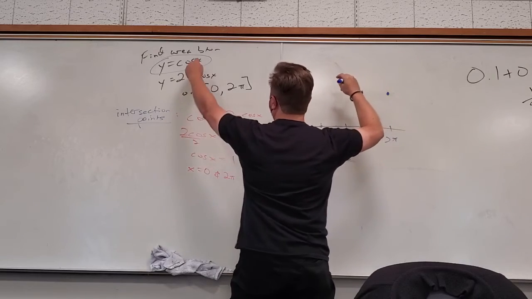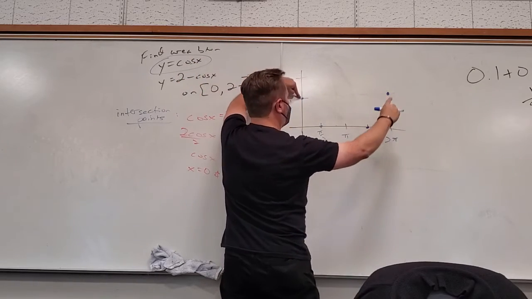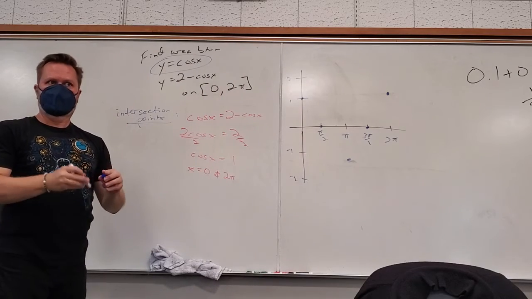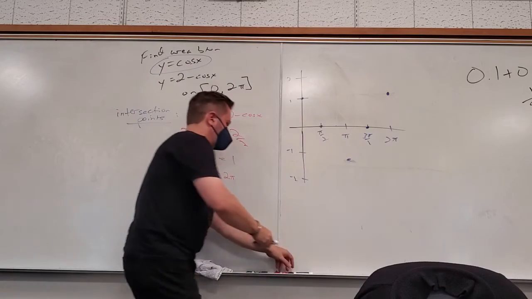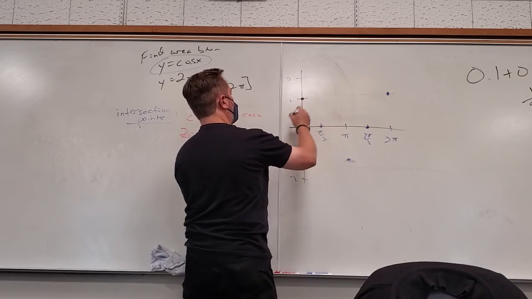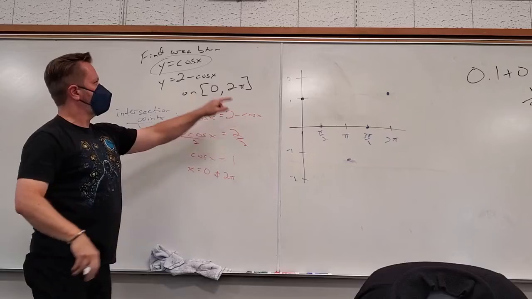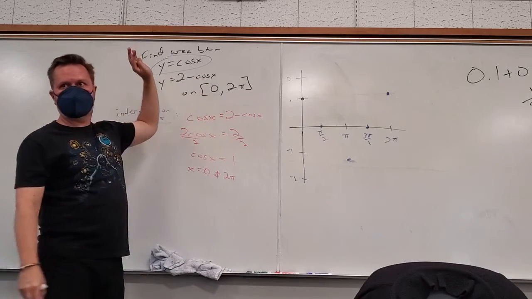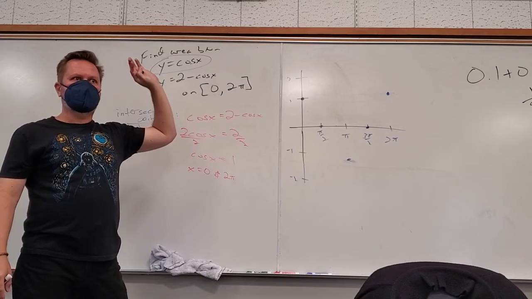Now I know these guys agree here and here. That's the work we did there. So I know it's going to start, let's just do you in black here. I know the other one's going to start there. When I put a pi over 2 in, cosine, of course, is 0. So 2 minus 0 is 2. Is that cool?